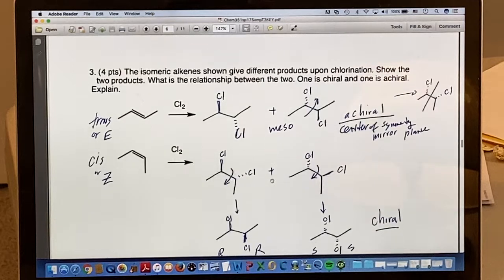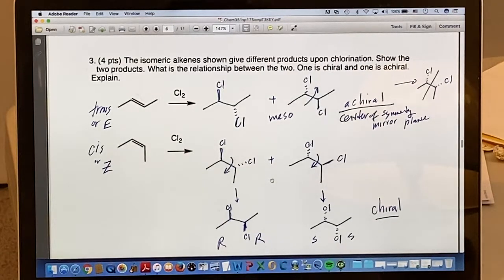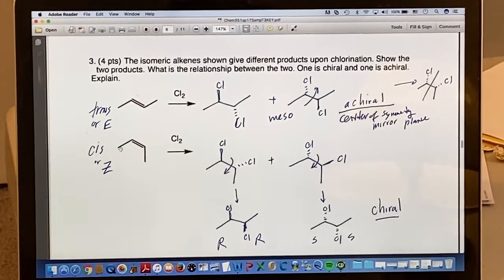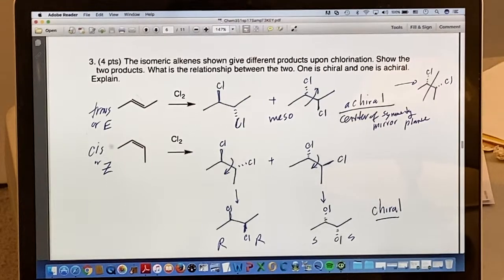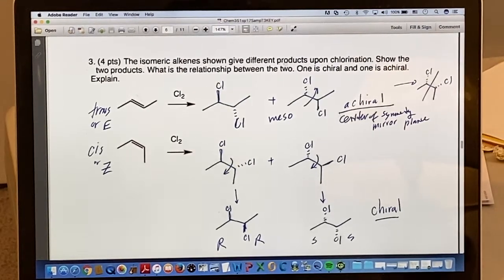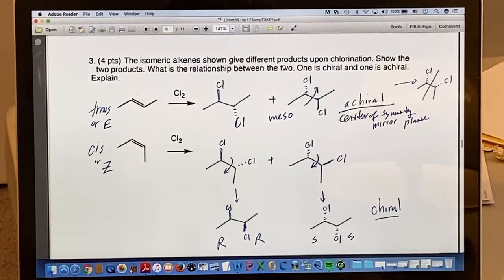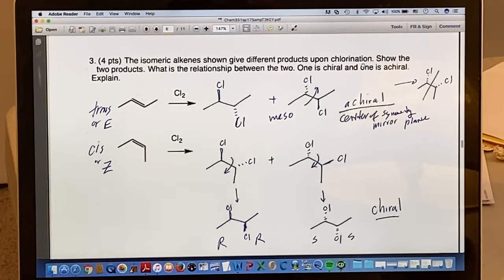This next one on the sample test is the stereospecific halogenation of trans and cis 2-butene. So here's trans or E, here's cis or Z. And let's see, the isomeric alkenes give different products. So we give you some hints here. With these harder write-on problems, make sure you read these things carefully upon chlorination.